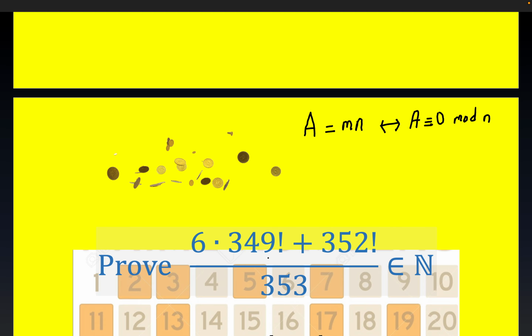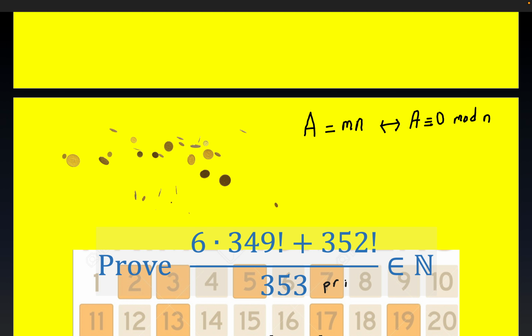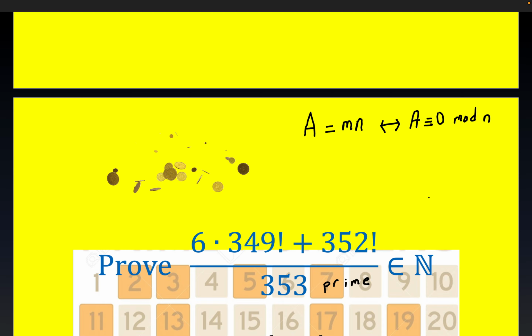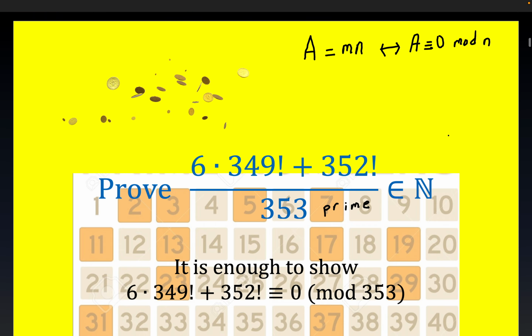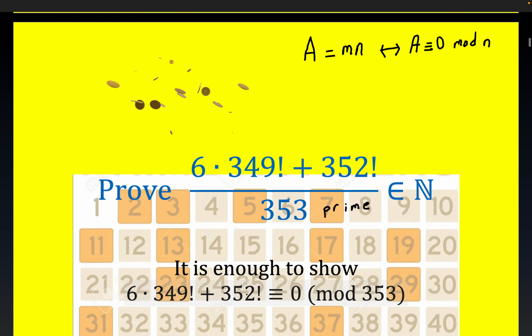large numerator. Now, note that 353 is prime, which turns out to be crucial. There's a very central result in number theory that makes this problem fairly easy as long as this is a prime number, okay? So let's move along. So you see what I've written up here says it's enough to show the numerator is a multiple of 353, right? Remember, this statement right here is absolutely equivalent to saying that 6 times 349 factorial plus 352 factorial is a multiple of 353. And a lot of you quickly recognize what 352 factorial is, okay?